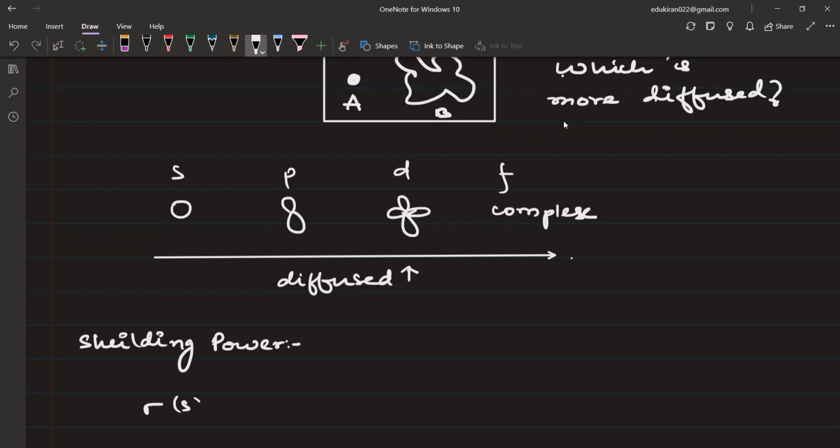The sigma of S, that means the shielding power of S, is the greatest, followed by sigma of P. And D and F are very much diffuse. That is why they don't have much shielding power. They are very far away and they don't have much shielding power. S, then P, then D, then F. So this is the shielding power of the different subshells. Okay.